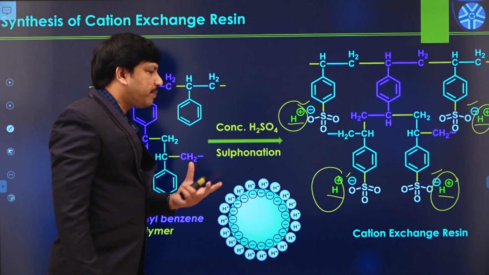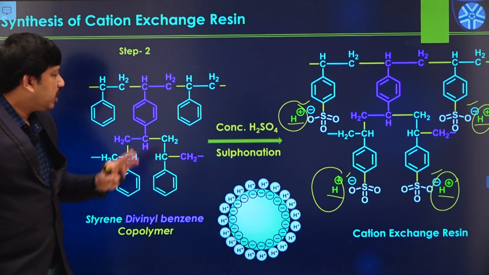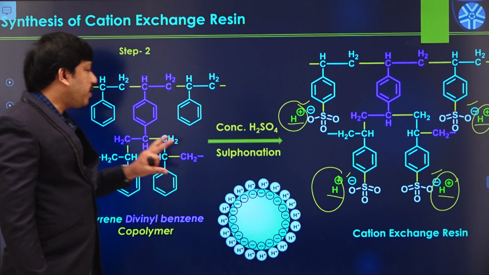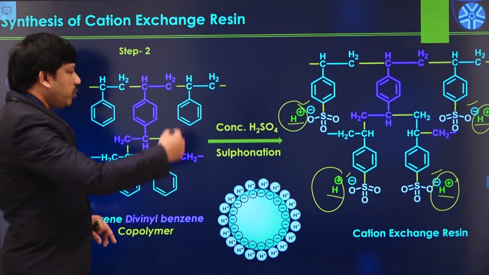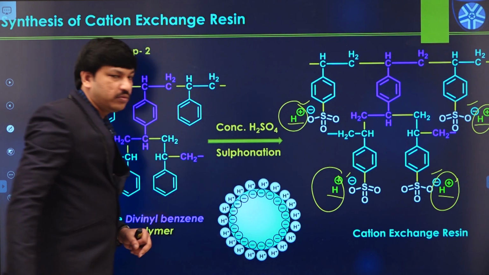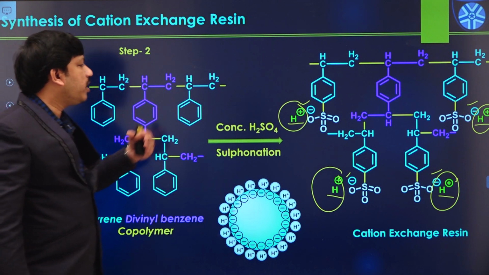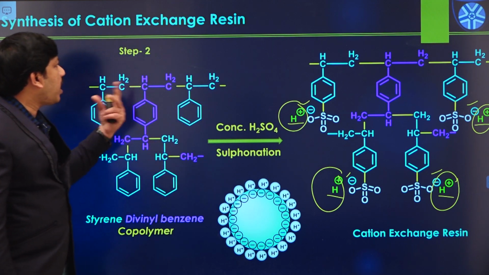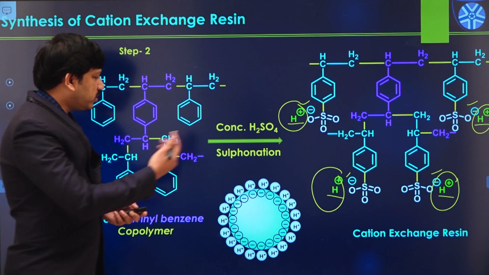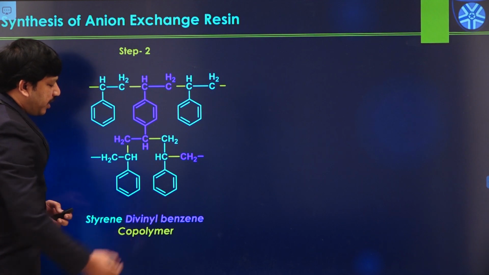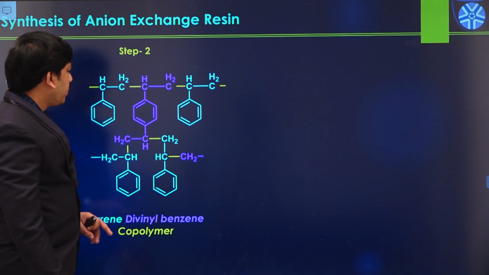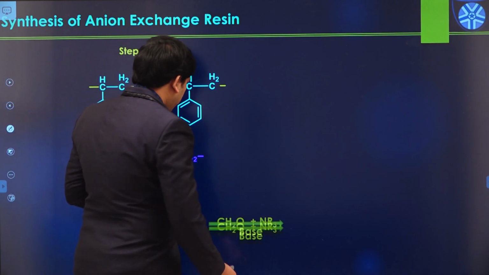Now how do we generate an anion exchange resin? The anion exchange resin can also be generated from the same styrene divinyl benzene polymer, but we have to use a different reagent. Then we can generate the corresponding anion exchange resin also. We will see how to generate that too. Again we take the styrene divinyl benzene copolymer as the main polymer.